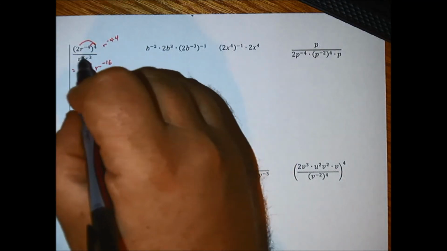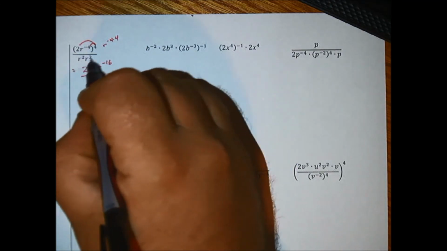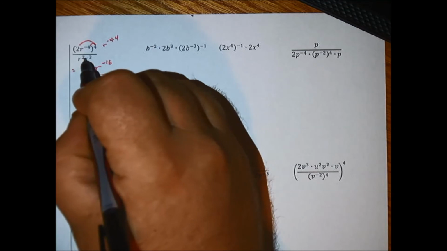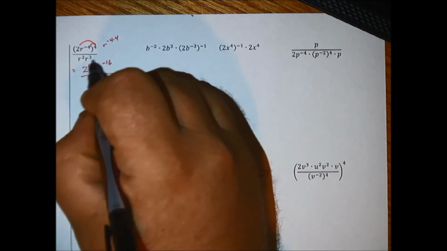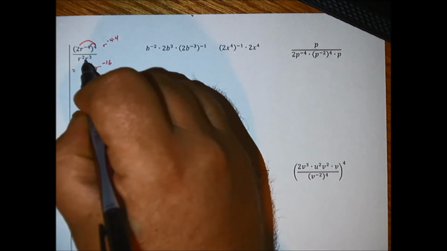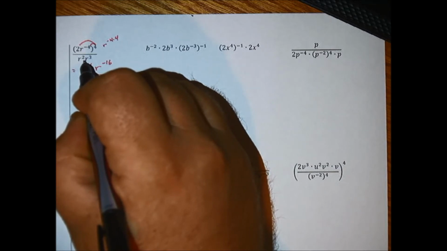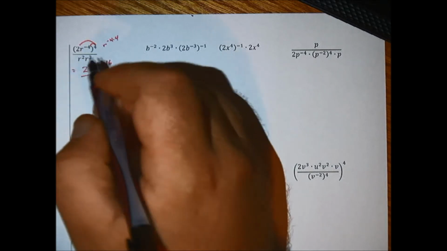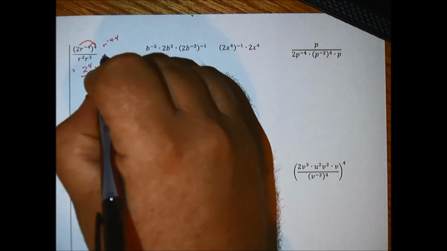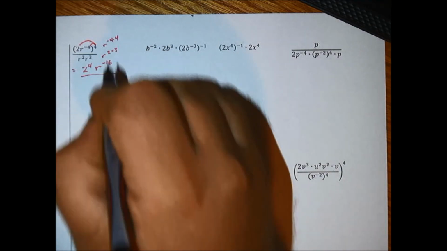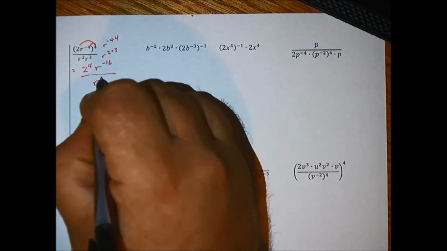Now in the same step, I'm going to simplify the bottom. I have r to the 2nd and r to the 3rd, multiplied together. When we multiply with like bases, we add the exponents. 2 plus 3, so that's r to the 2 plus 3, and 2 plus 3 is 5, so that's r to the 5th.